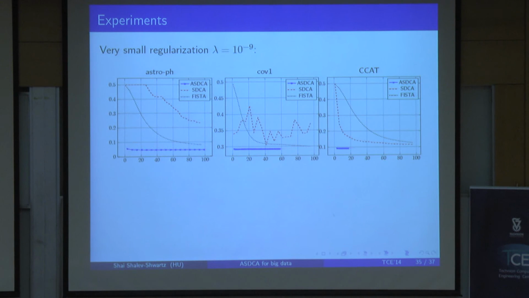Now, when lambda becomes very, very small, SDCA starts to behave strangely. It will converge at the end, but at the beginning, it has a dependence on 1 over lambda, so it will take some time. FISTA becomes better relative to SDCA, but the acceleration part still behaves roughly the same and converges very, very fast relative to the other methods.